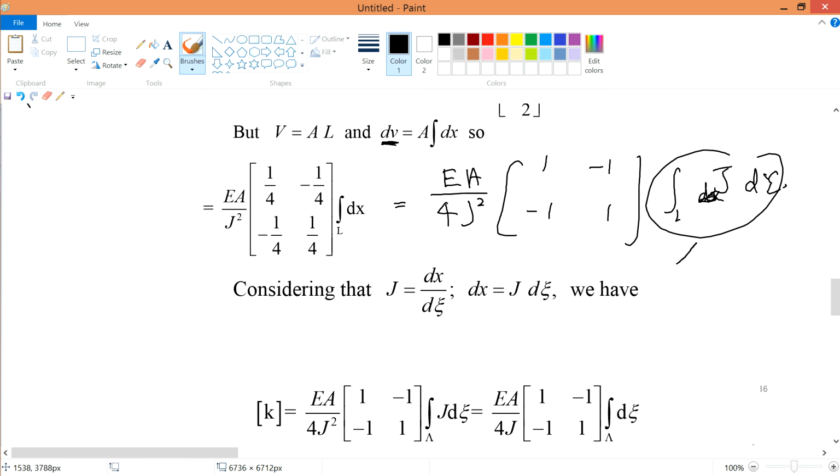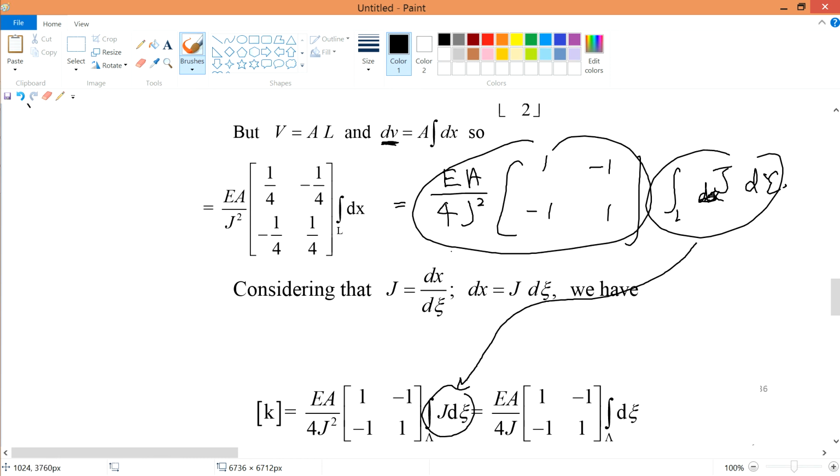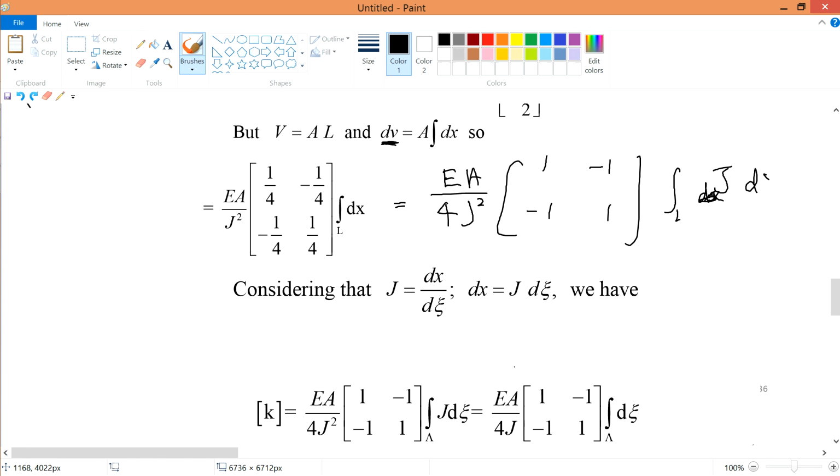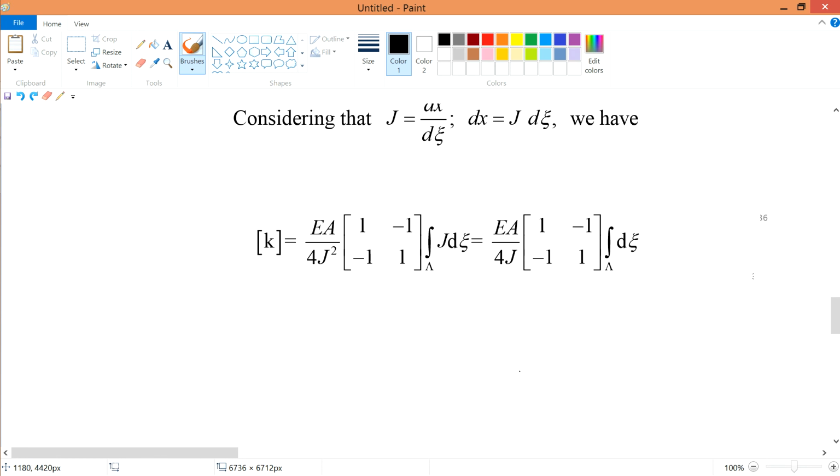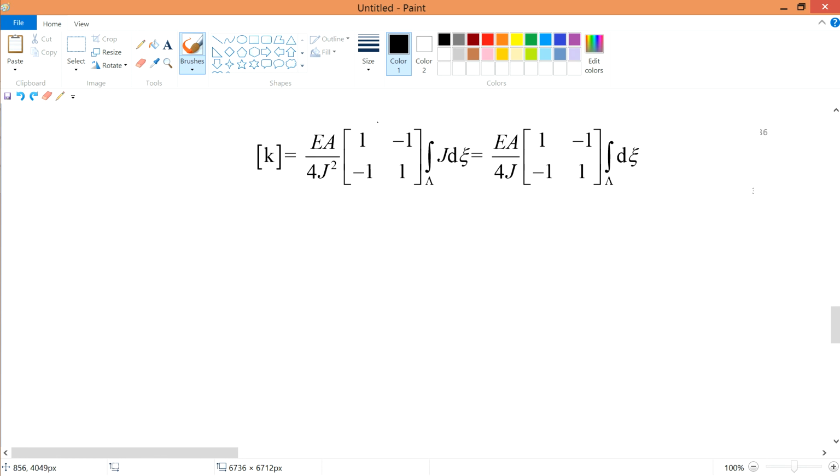So therefore, as you can see, all the rest over here, EA 4j square, I didn't change anything. As you can see, it's the same. I didn't change a thing. I'm just simply switching dx in terms of j dc. That's all.